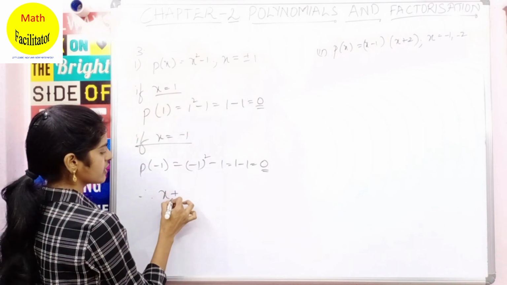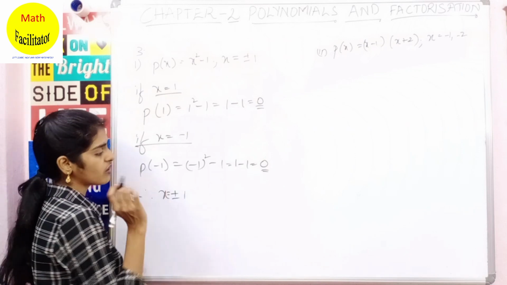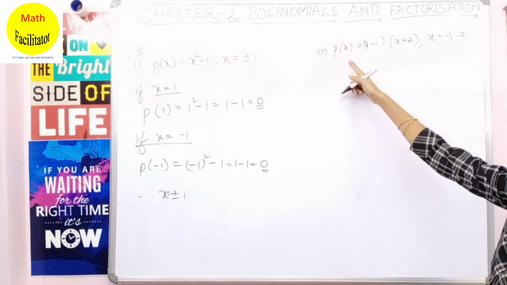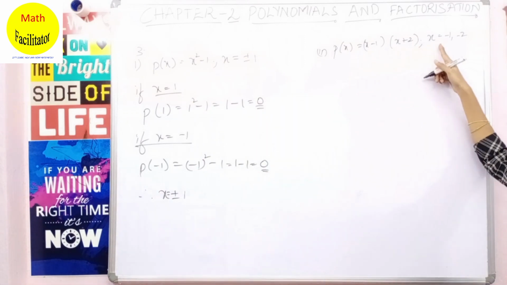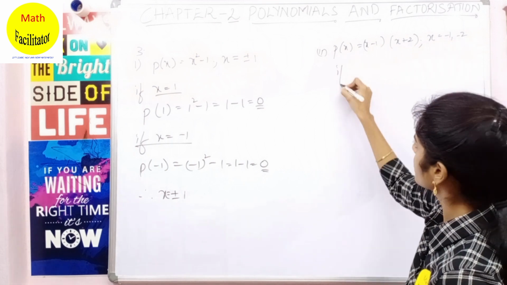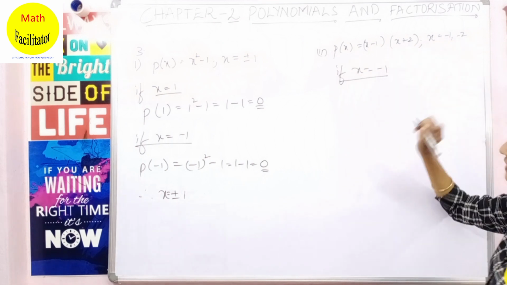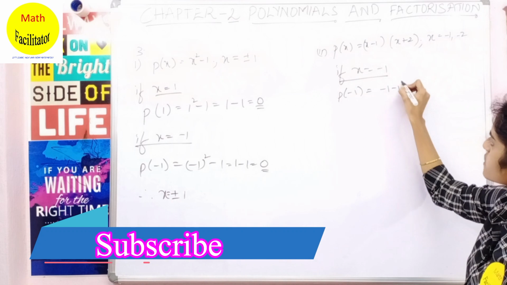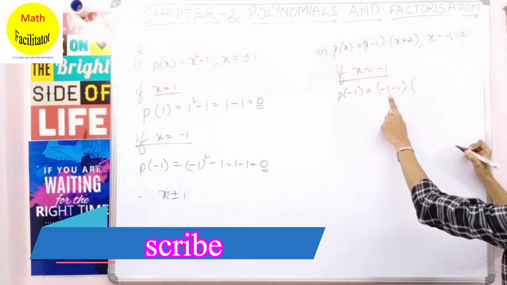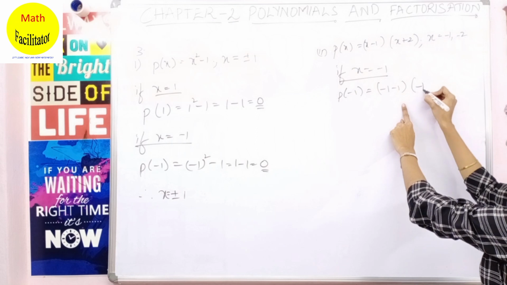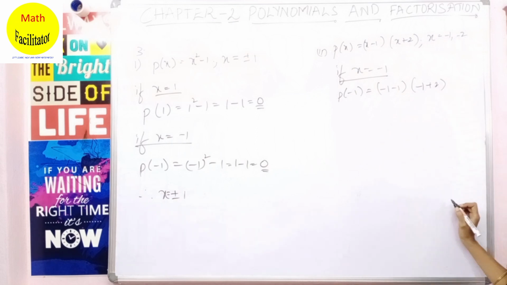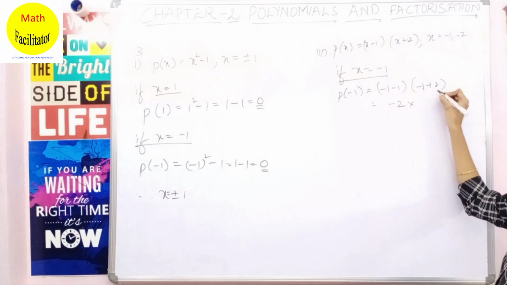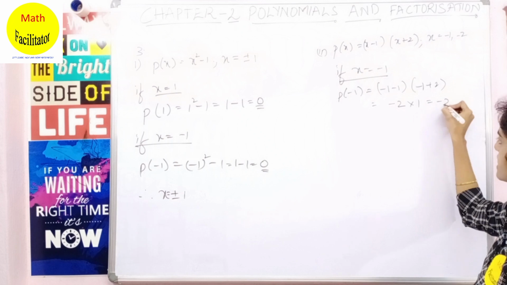Okay, therefore x equal to minus 1 and plus 1 are zeros of the given polynomial. Clear? So let us check here for the next problem. P of x is (x minus 1) into (x plus 2), and let us take the value of x equal to minus 1 first. So p of minus 1 is nothing but minus 1 minus 1. In the place of x you substituted minus 1, and here in the place of x also you will substitute minus 1 plus 2. Solving the brackets first, minus 1 minus 1 is minus 2, into minus 1 plus 2 is 1. So minus 2 is the answer.